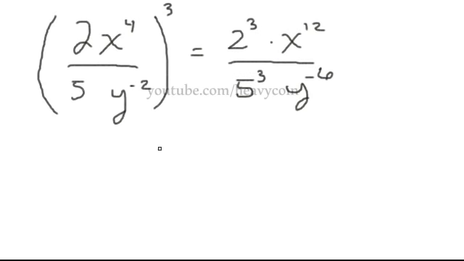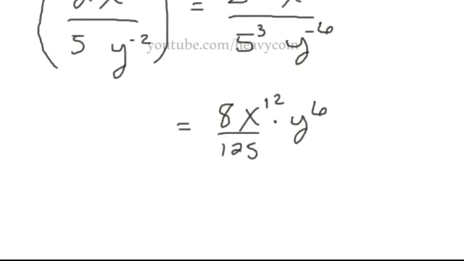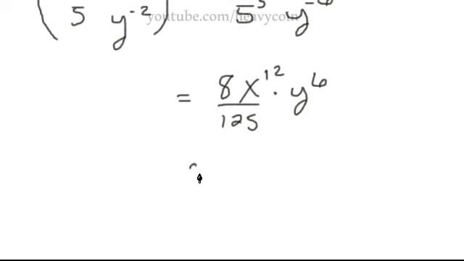Right. And of course we can rewrite this. This is 2 to the 3rd, so that's going to be 2 times 2 is 4 times 2 is 8, x to the 12th. This is 5 to the 3rd, which is 125. Now I'm going to take this y and bring it into the numerator because we want to write our answer with positive exponents. Let's rewrite this: 8 over 125 times x to the 12th times y to the 6th. How's that?